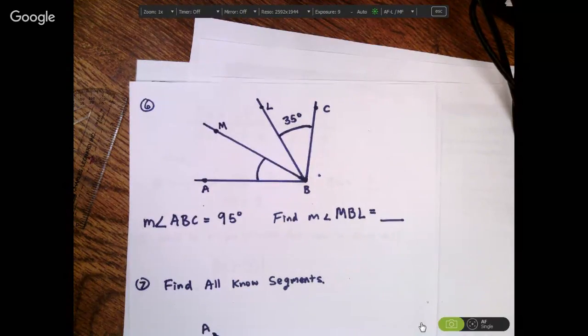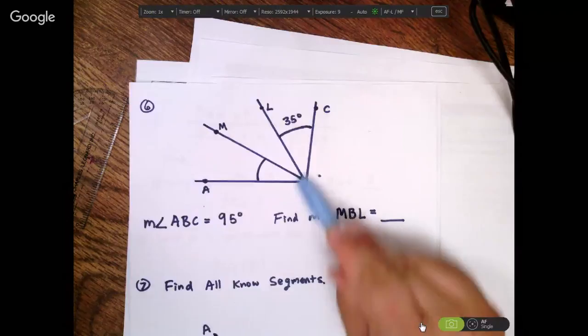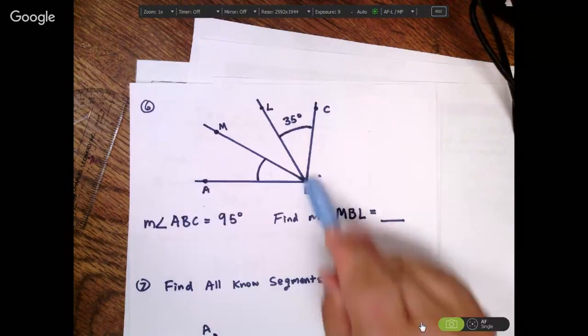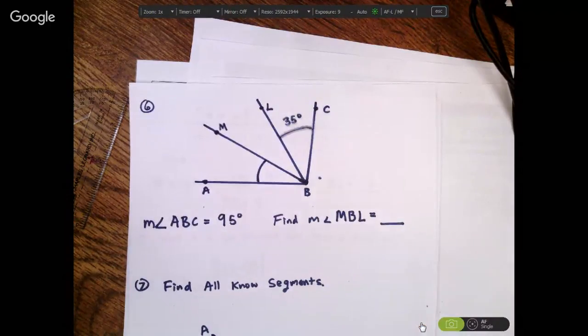Is this slanted? I have this more than 90 degrees. Does that answer your question? Yeah.